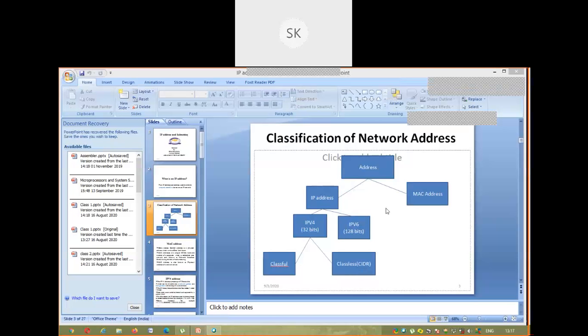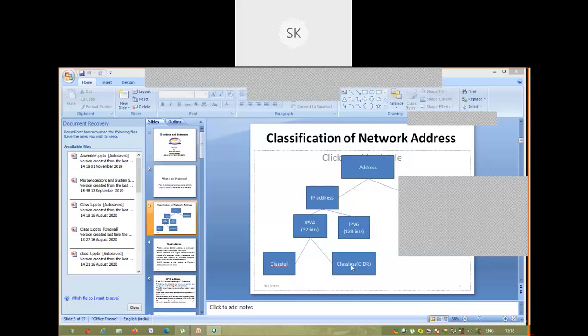Okay, is it clear? This diagram is clear to you? Address, network address, two types: MAC address, IP address. Again, IP address two types: IPv4, IPv6. Again, IPv4 classified into two categories, classful and classless. Is it clear? Yes, sir. All of you? Any doubt? Anyone, any doubt?